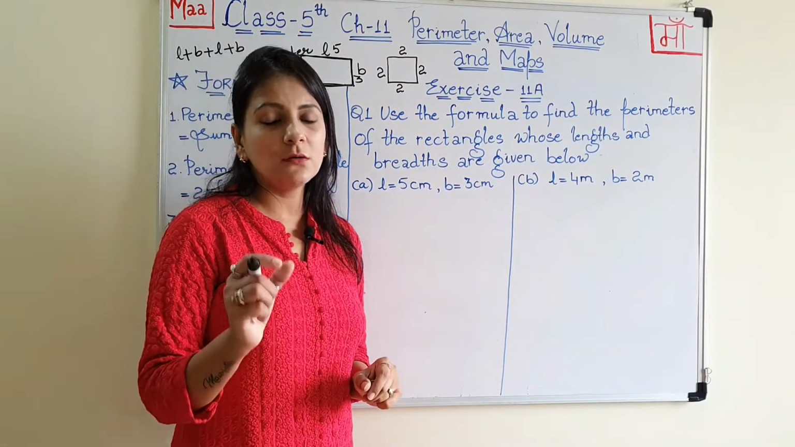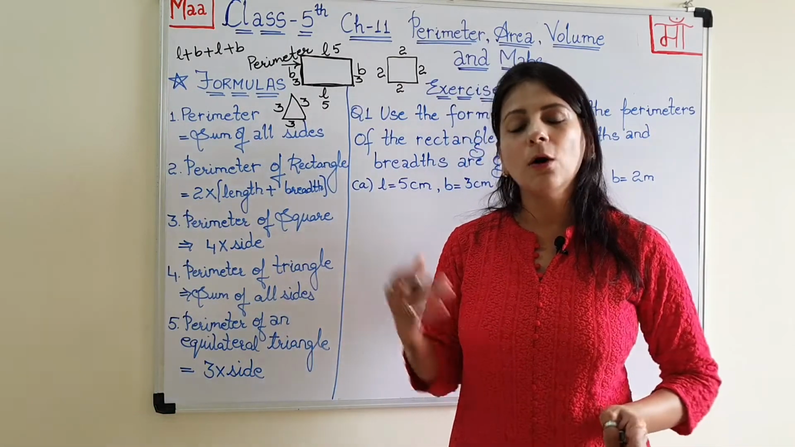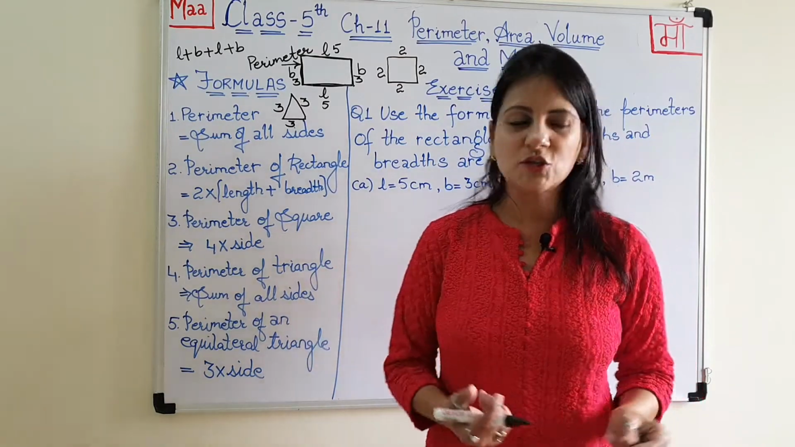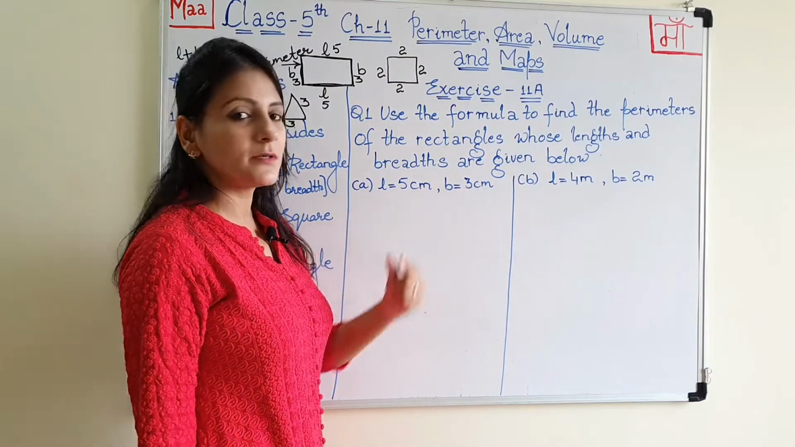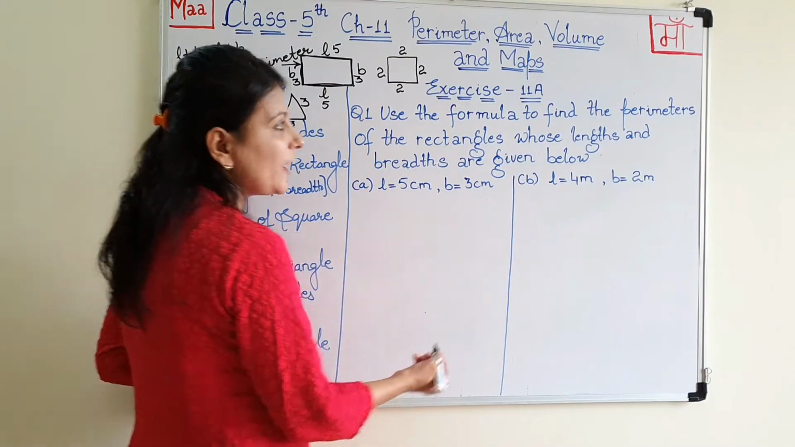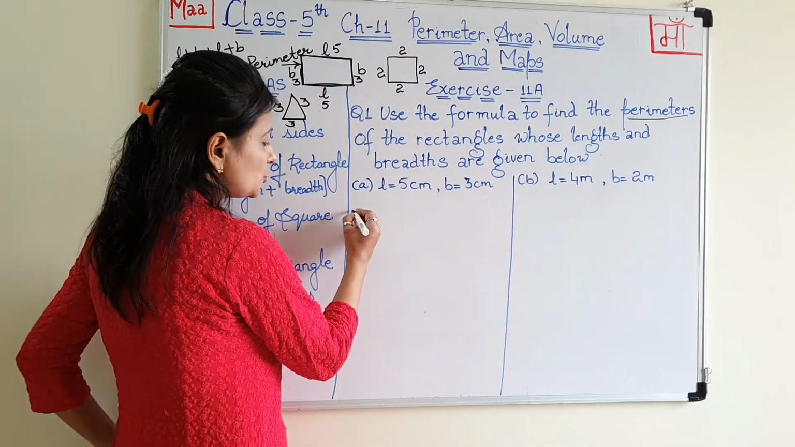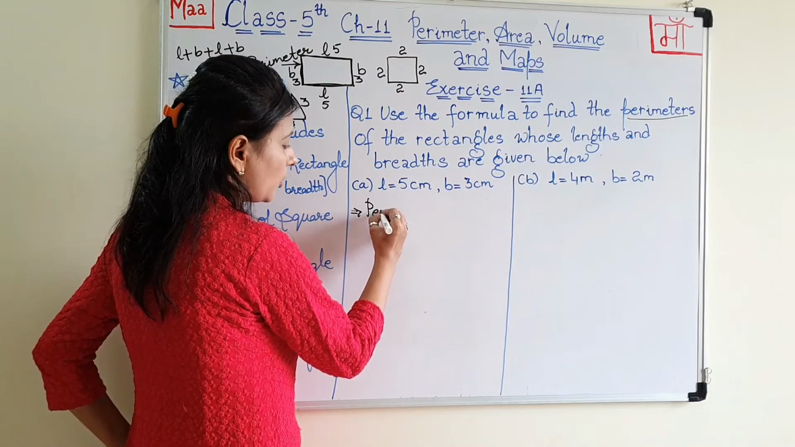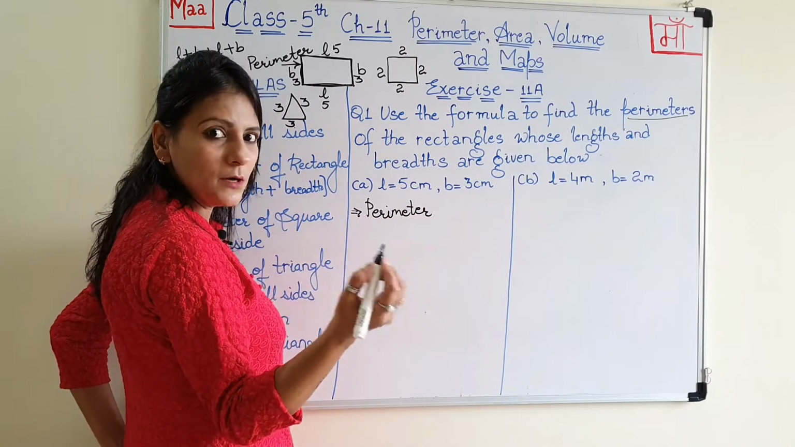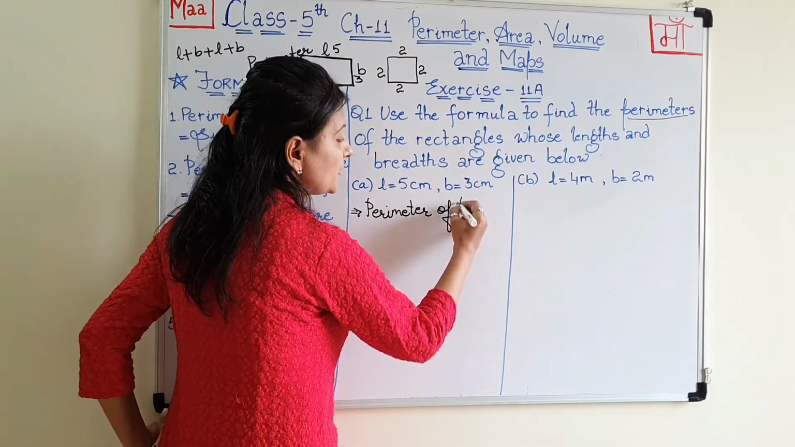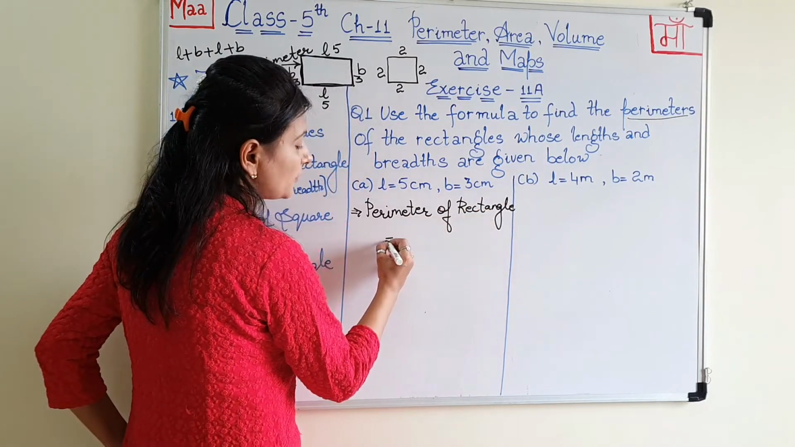Now the first question is related to find the perimeter of rectangles, and the length and breadth of the rectangle is given in the question. See, A part. Here the length is given 5 cm and the breadth is given 3 cm, and simply what we have to do, it is written in the question that we have to find the perimeter of rectangle. So students, remember that first of all, always you have to write the formula of whatever shape is asked in the question. So right now you will write perimeter of rectangle. First of all, write down this thing and then mention the formula.